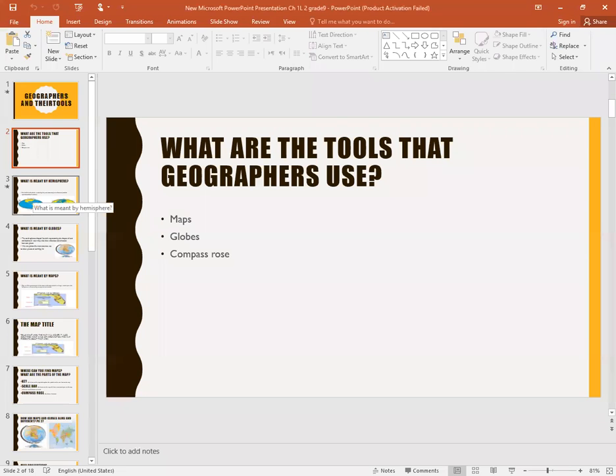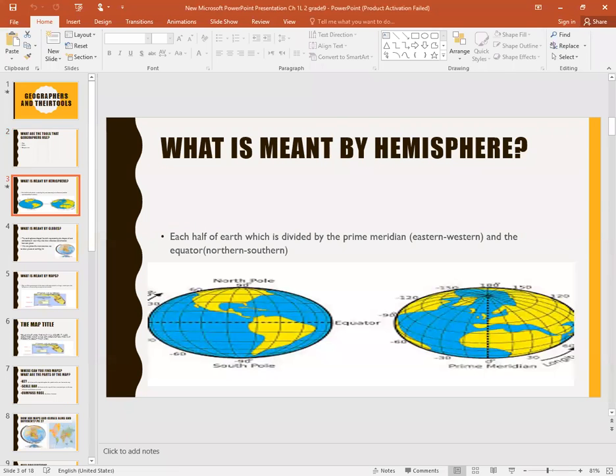Now, let's start talking about the tools. But before talking about tools, we need to divide the world or the globe into two hemispheres. But first, what's meant by hemisphere? Ahmad Uta? Half of the earth.